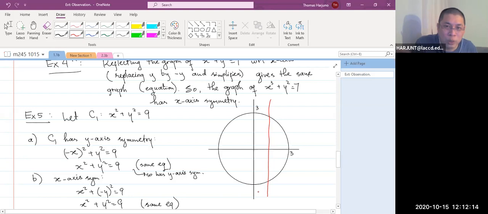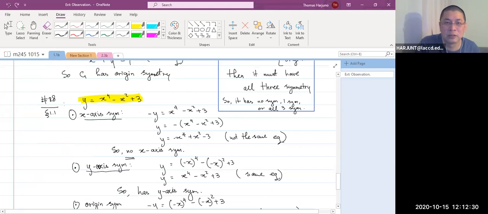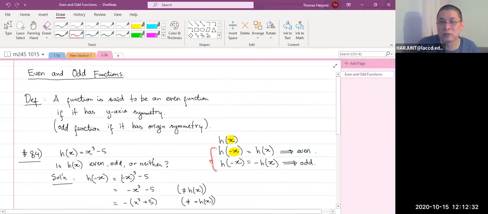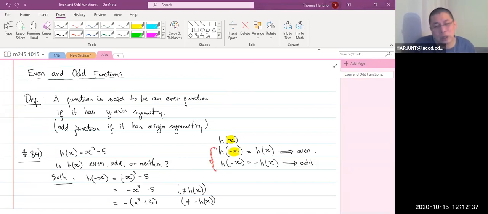So the problem is not with the evenness or the oddness, it's the functionness that it has a problem with. It's not a function. Does that make sense? Yes, it has all the symmetries that we discussed here, but it is not a function. So that's why we cannot say it's an even or odd function, because it's not even a function, basically. But you are right, it has all the symmetry. Simply because it has all the symmetry doesn't mean it is a function.